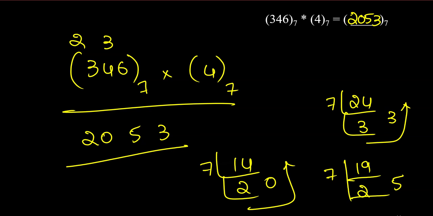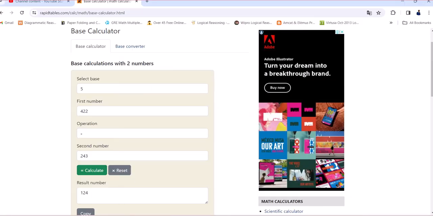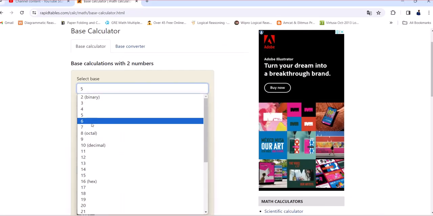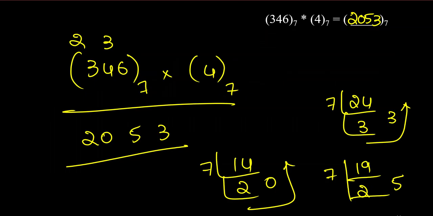If you have doubt, now we'll check the result. Just now we already used the calculator, right? So we convert the base to 7. 346 multiplied by 4 calculates to 2053. We got the same, so our procedure is correct. Okay, you just check it out. I'm just asking you to verify here itself.